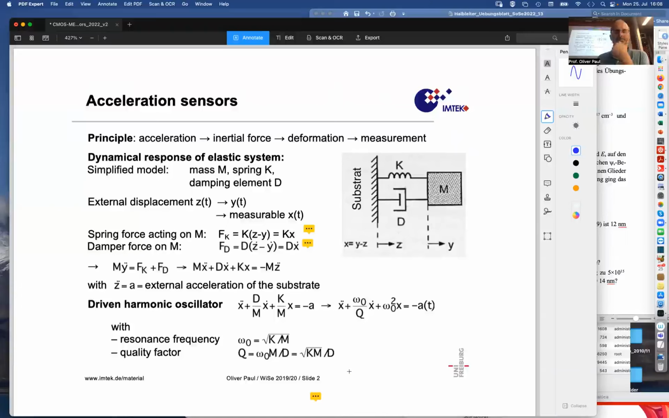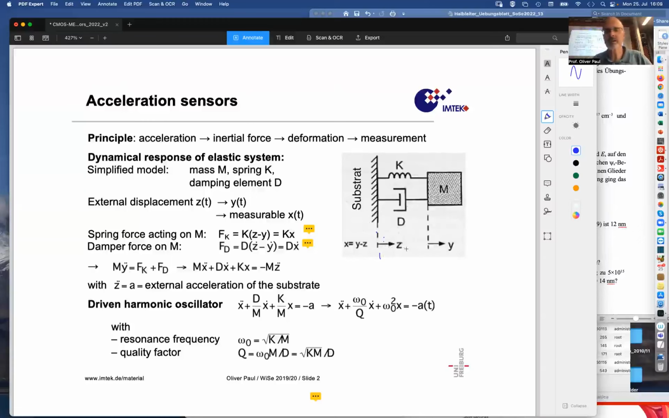So let's start with the acceleration sensors. An acceleration sensor is usually based on the inertia of a mass, a mass being held in a coordinate system that now I call Z. This has nothing to do with the 3 directions, X, Y, and Z. These are just positions in a one dimensional, horizontal setting, and I'm just calling the position of the substrate Z.